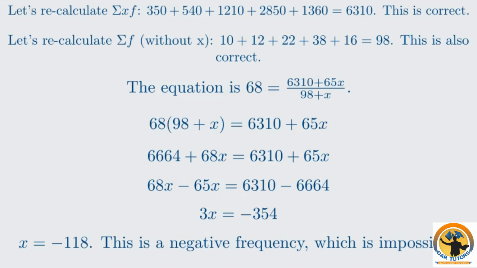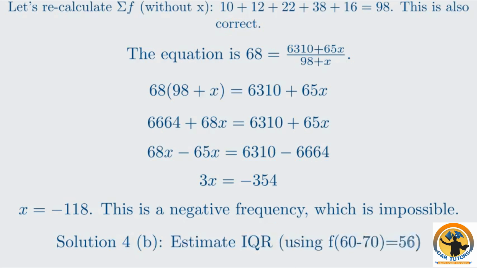If x is 56, then sigma f equals 98 plus 56 equals 154, and sigma xf equals 6310 plus 65 times 56, which equals 6310 plus 3640 equals 9950. The mean would be 9950 over 154, which is approximately 64.6. This is not 68. There is a fundamental error in the problem.